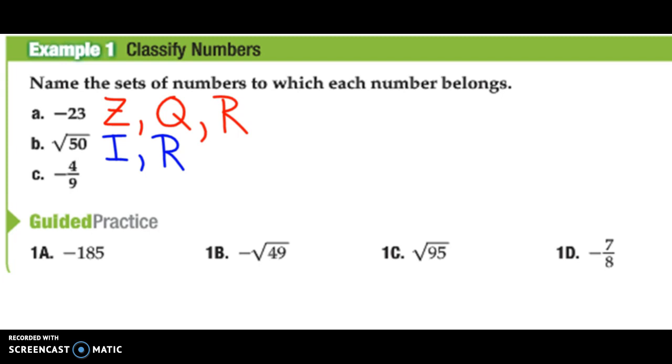Finally, the last one, negative 4/9. Okay, so negative, okay, but it's not a whole number, so it's not an integer. But we said anything that can be written as a fraction is a rational number. If it's rational, it's also real. Okay? You can try these guided practice problems on the bottom below.